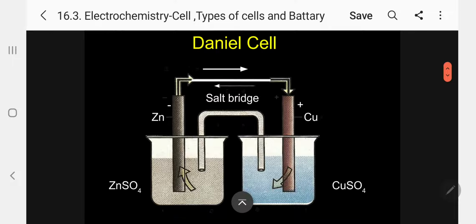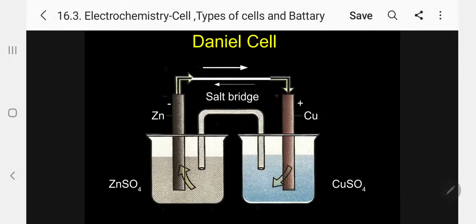So now there is the Daniel cell. This I have already explained. Zinc rod dipped in zinc sulfate, copper rod dipped in copper sulfate. The two solutions are in contact through a salt bridge with saturated potassium nitrate solution, and externally by connecting wire, current passes. Kindly follow. Now this is the Daniel cell.